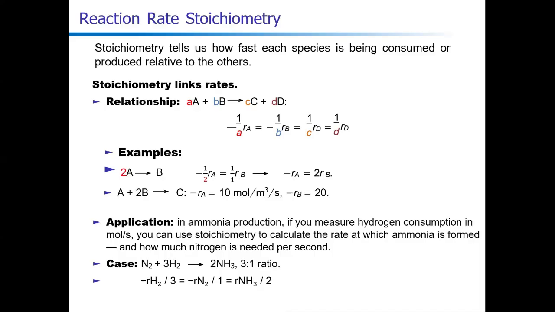We write this as the negative R of hydrogen divided by 3 is equal to the negative R of nitrogen divided by 1, which equals R of ammonia divided by 2. This shows the relationship between all three rates.